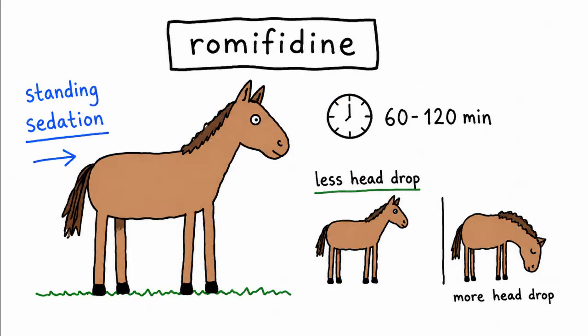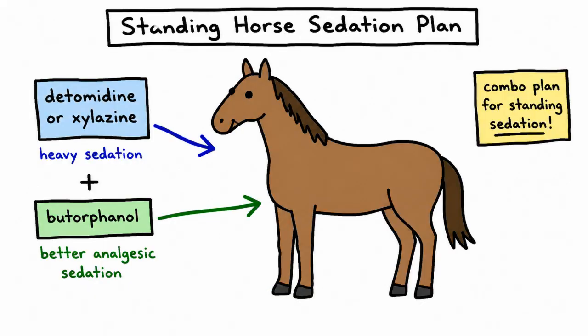Romifidine can last around 60 to 120 minutes and may be helpful when you want standing sedation with less head drop. A classic standing horse sedation plan is detomidine or xylazine with butorphanol, because the alpha-2 gives the heavy sedation and the butorphanol improves analgesic sedation.